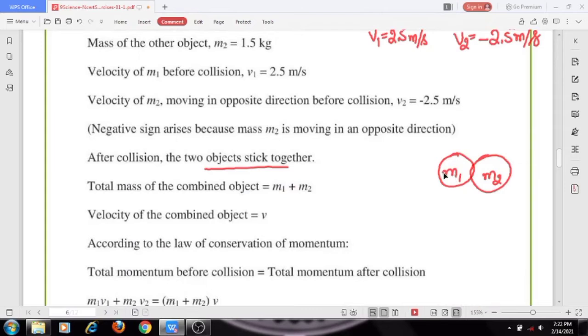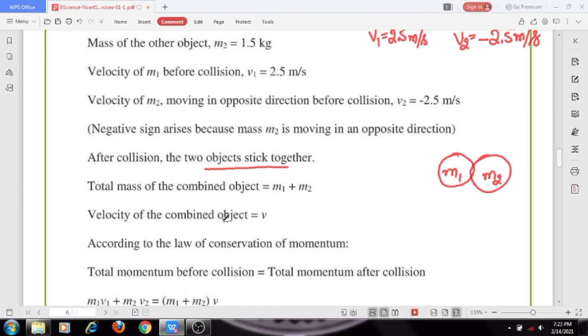That means the two objects get stuck together, so we have to add their masses. That is, the total mass of the combined object is equal to how much? m1 plus m2. Okay, then the velocity of the combined object. Whenever they stick together, they must show some velocity. For example, if you consider this object as one human and this as another human, when they hit each other, they can experience some final velocity. So we have to find that velocity. That is, when these two objects collide with each other, what will be their velocity when they stick together?